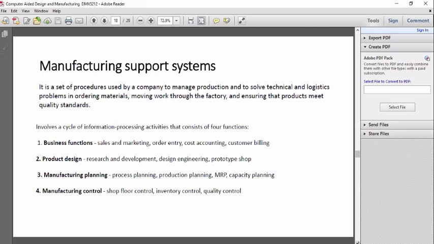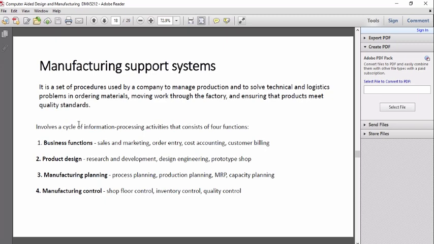And also there are manufacturing support systems. Manufacturing support systems are rather than manufacturing. In support systems, it helps to control or manage production lines, solve logistic problems, business functions, and product quality standards, meet requirements. Likewise, there are different support functions for manufacturing.